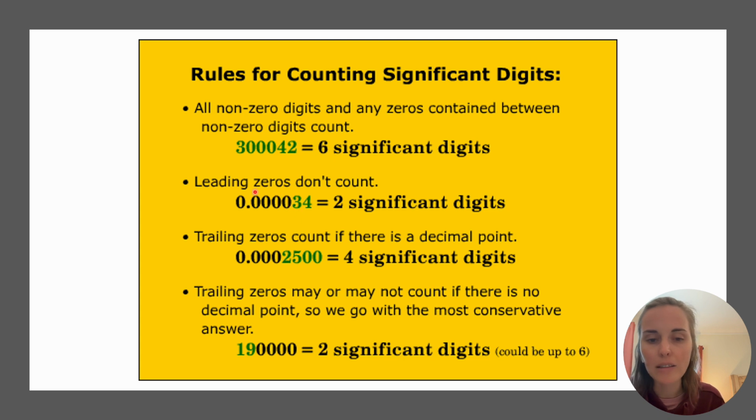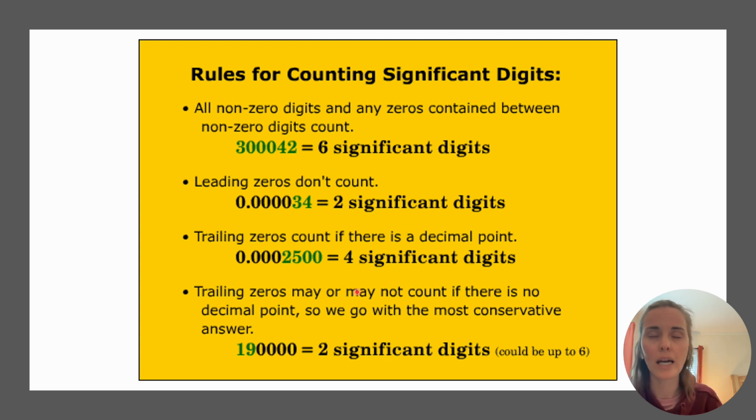0.000034, these first leading zeros, they're not going to count as significant digits. However, if you have these trailing zeros after the decimal point, those are going to count as significant digits. And trailing zeros, even if it doesn't follow the decimal point, again, they're not typically going to count as significant digits. So you can go with your most conservative, like, oh, I'm just going to say this has 2 significant digits. So yeah, again, it's all about reporting accuracy.